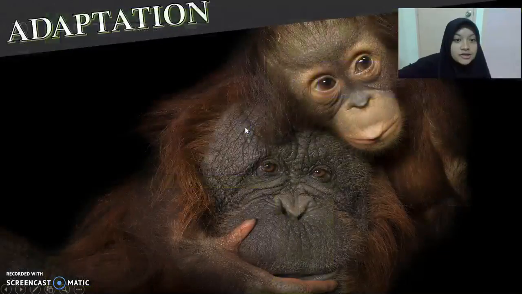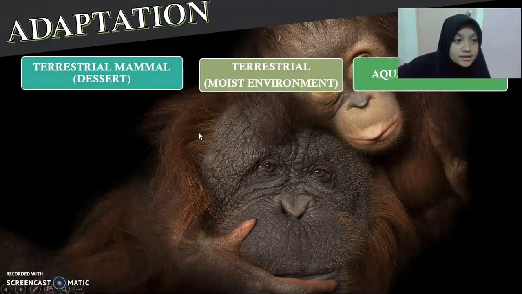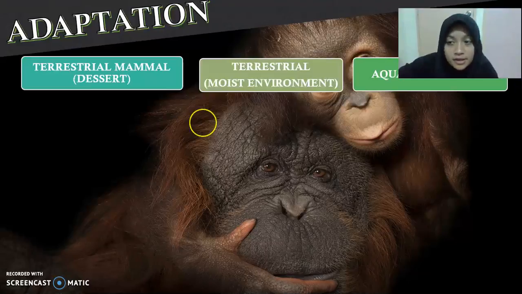Now moving on to the adaptations, I categorize mammals into three types of categories. The first one is the terrestrial mammals that live in the desert. The second one is the terrestrial mammals that live in a moist environment. And the third one is the aquatic mammals.